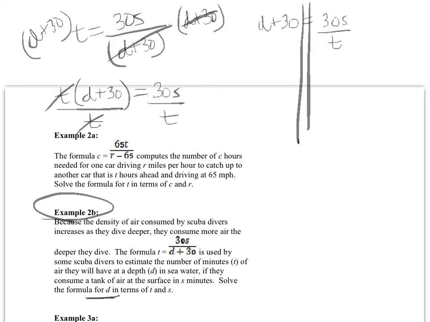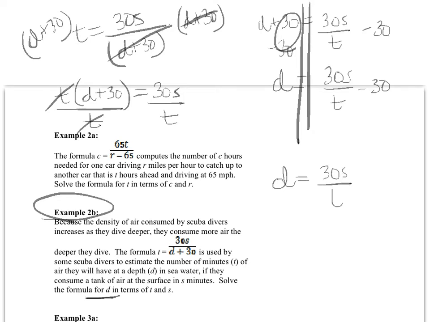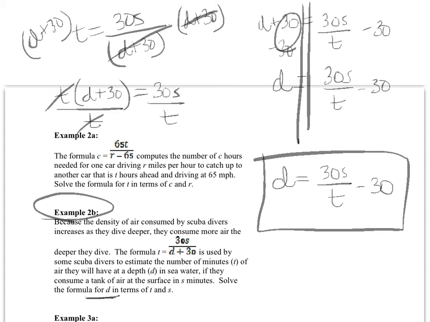Now you can do the railroad tracks, and we want to subtract 30 from both sides. So those are 0, and now we're left with D equals 30S over T minus 30. So let's rewrite it so I can put a box around it. D equals 30S over T minus 30. That is solving the formula for D.